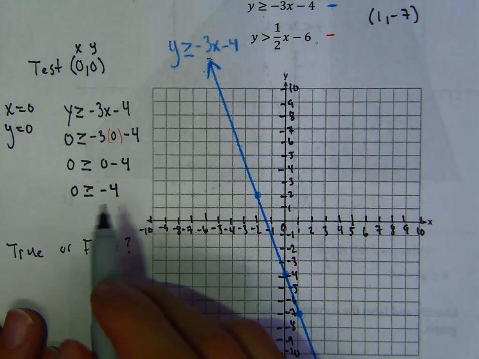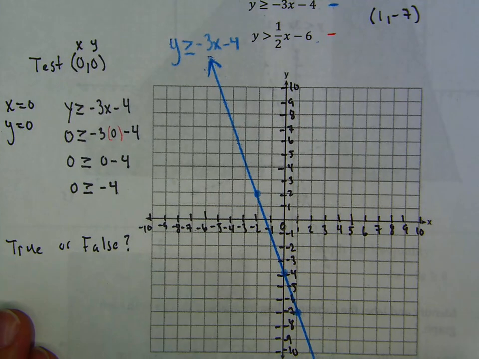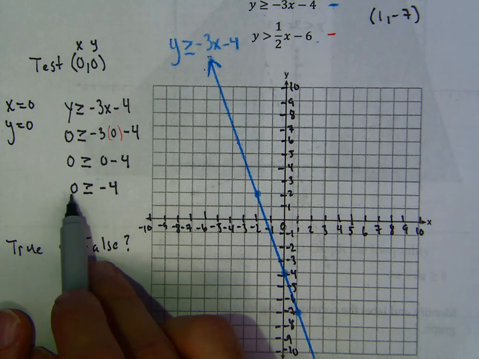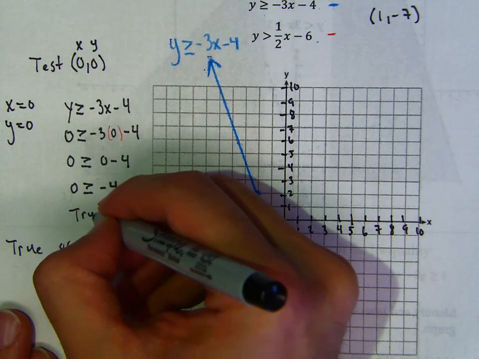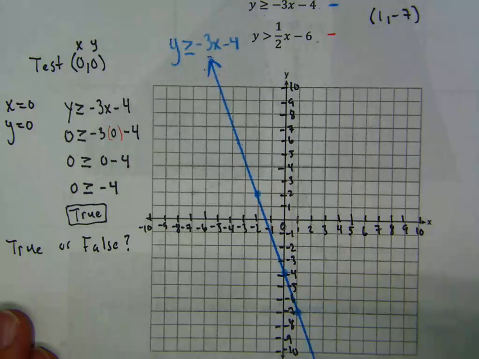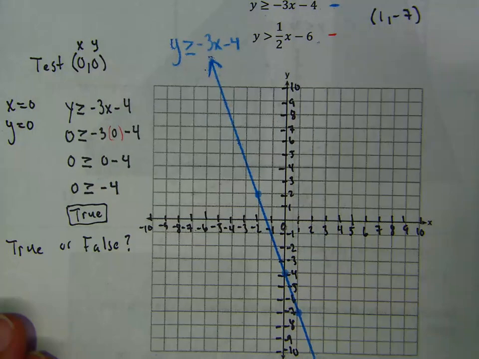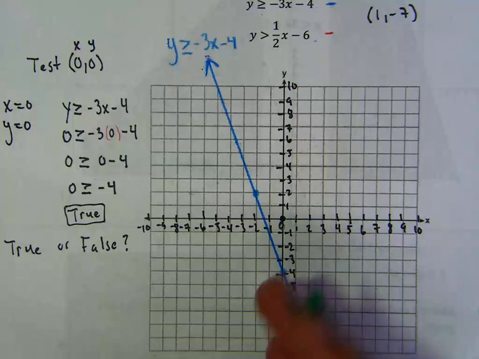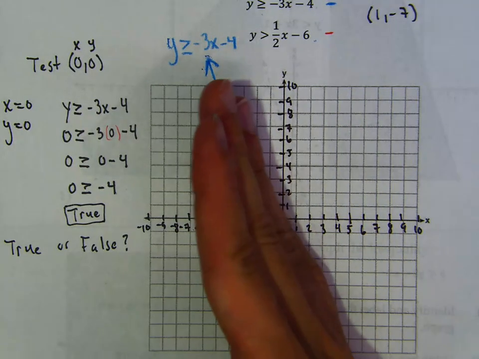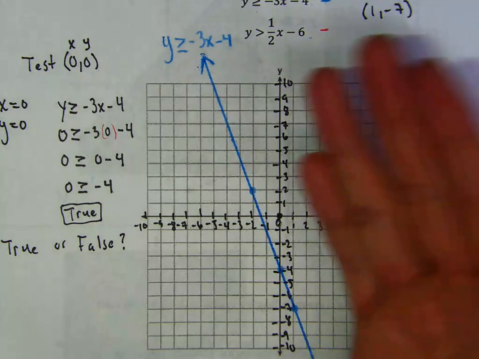Then you have to ask yourself, is this true or false? Is 0 greater than negative 4? That is true, right? This is true. So then what does that mean? If the point 0, 0 is over here, and you see when you look at the line, you have the left side and you have the right side.